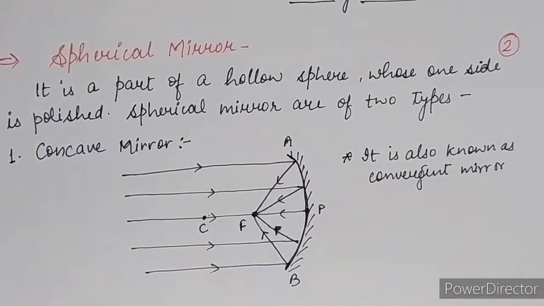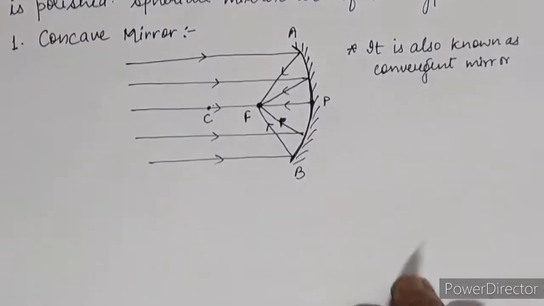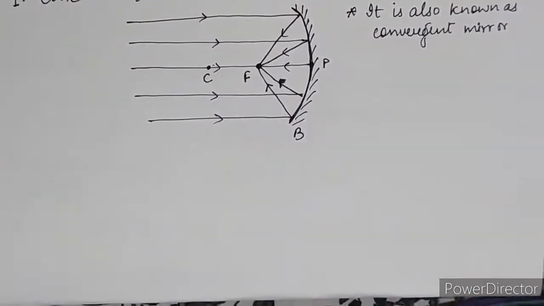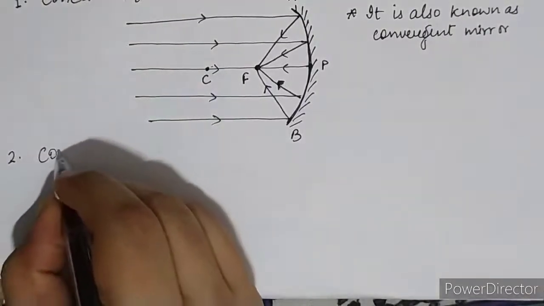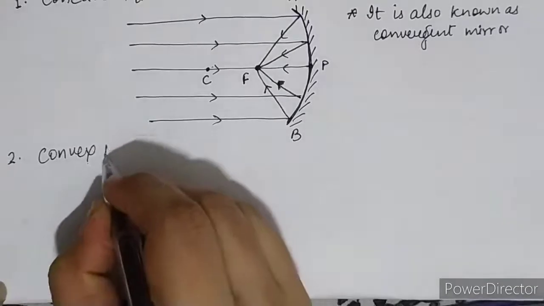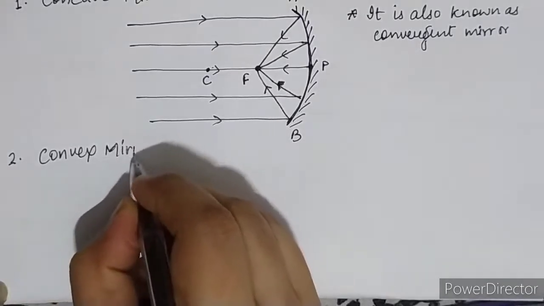Now the second one is the convex mirror. I am explaining the convex mirror also with the help of a diagram.